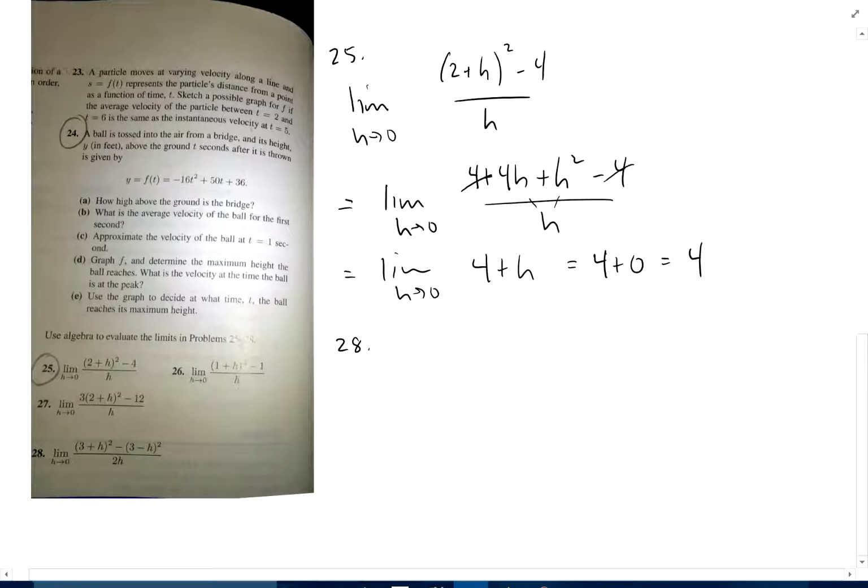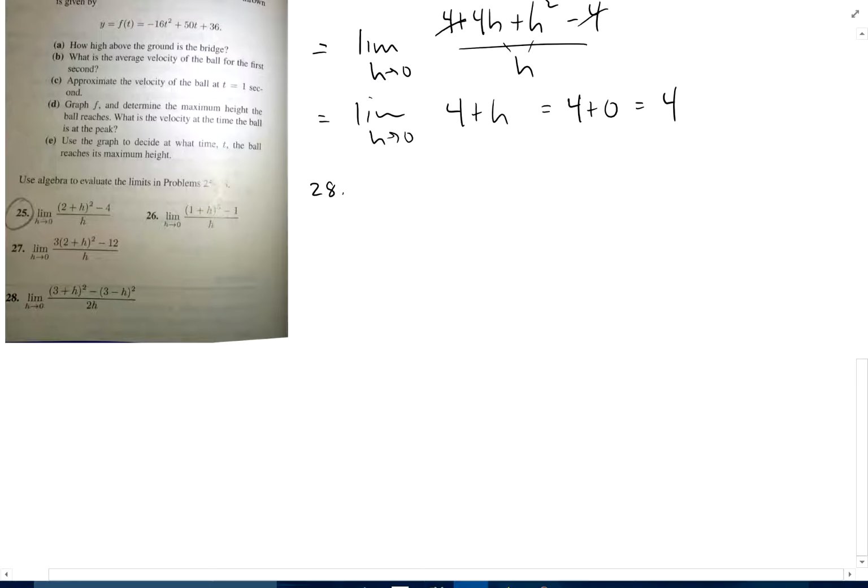28. Limit as h approaches 0 of (3 plus h) squared minus (3 minus h) squared all over 2h. And we can look at it graphically, what does that really mean? But for right now, I just want to solve this limit.